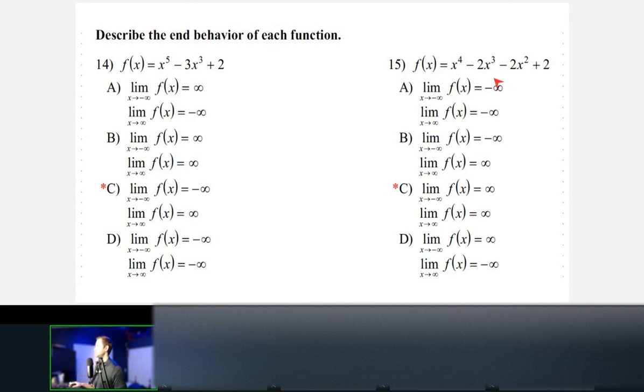All right, so 15, yeah, these are easy ones. Remember, for end behavior, you just look at the first term. This is even and it's positive, so it opens up. So both ends go to infinity. Looking at 14, this is odd. It's positive, so going to the right, it goes up forever, and going left, it goes down forever. So you should know those end behaviors based on if it's odd or even, and if the coefficient is positive or negative.